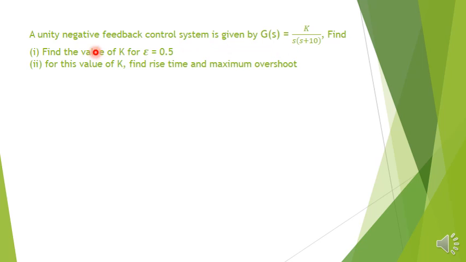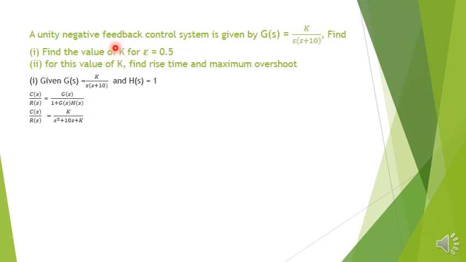To find the value of K, first we need to obtain the overall transfer function. Given G of S is equal to K by S into S plus 10, and it is unity negative feedback, so H of S equal to 1. So the overall transfer function C of S by R of S equals G of S divided by 1 plus G of S, and if you substitute, we get C of S by R of S equal to K by S square plus 10S plus K.